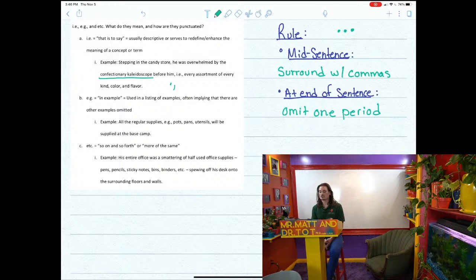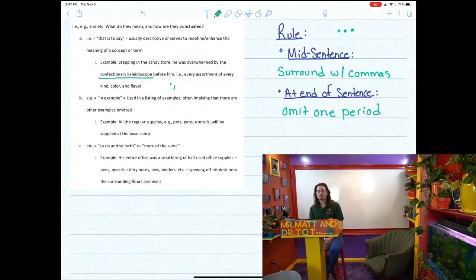And etc. So for example, let me give you an example of that. All the regular supplies, e.g. pots, pans, utensils, will be supplied at the base camp. So they're probably also going to supply things like rope or like propane gas or firewood, but they're using e.g. to imply that this is not an exhaustive list, but let me just give you a smattering of items that are available to give you the idea that there are many, many more to come.